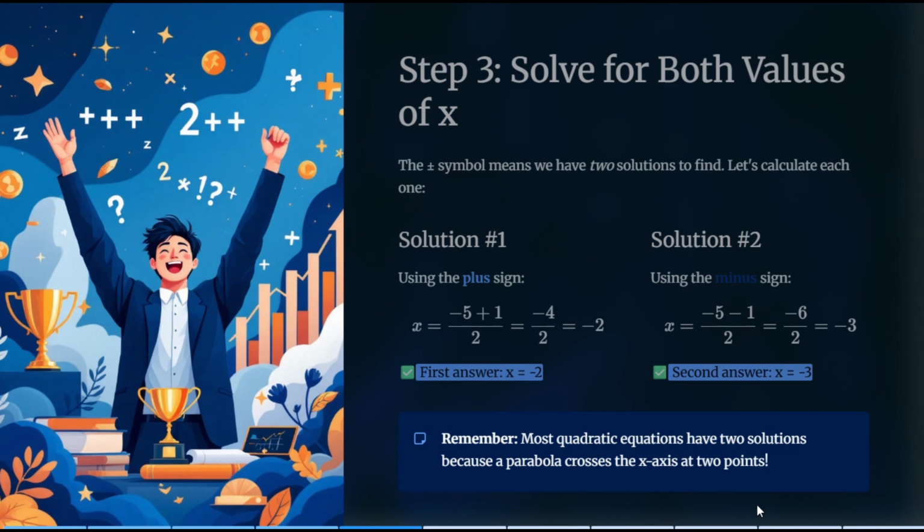Most quadratic equations have two solutions because you know that the graph of a quadratic equation is a parabola and it crosses the x-axis at 2 points.